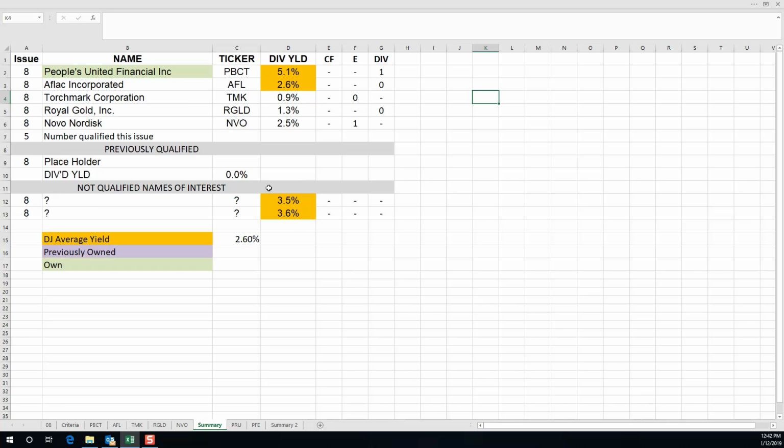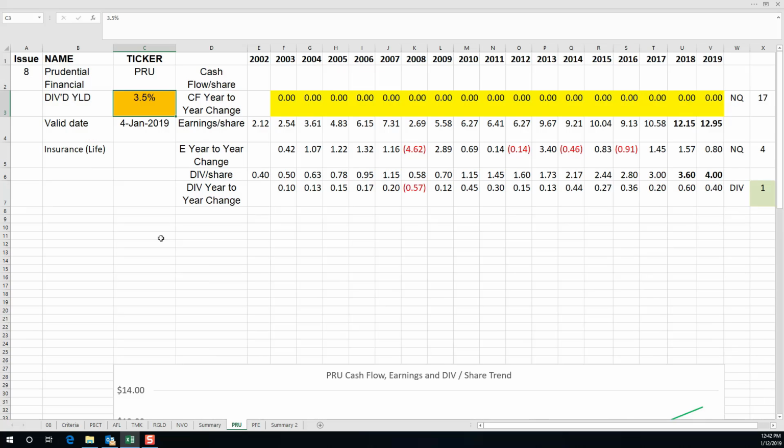All right, so who are these 2? Are non-qualified names of interest. There's some cool things about these companies that are worth paying attention to. All right, first up, Prudential, also in the life insurance business, and they are yielding 3.5%, so that's not bad.